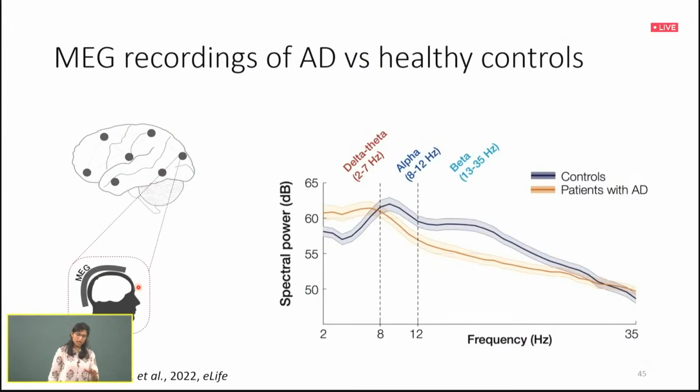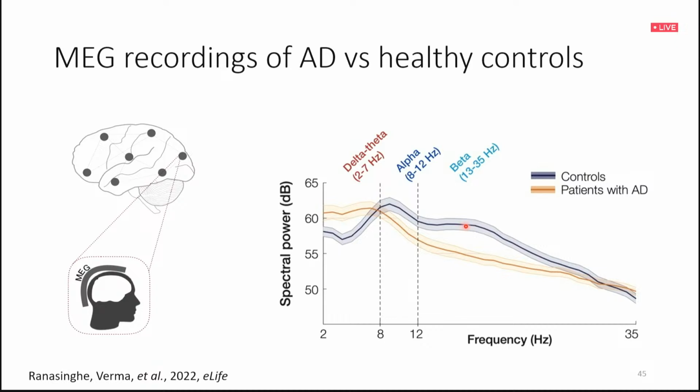If you look at the MEG recordings, in blue is healthy age matched controls, in orange is patients with Alzheimer's disease. So you can clearly see there is a difference between how the spectra look for patients with Alzheimer's disease versus healthy controls. So yes, if you do an MEG recording, you will see there is a difference. But why does this difference arise?